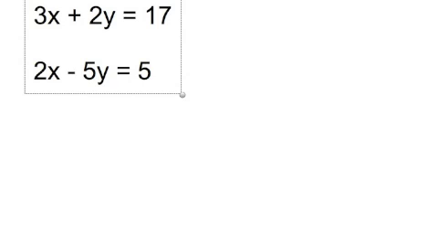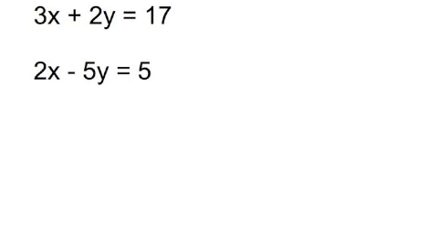I'm looking at this set of linear equations: 3x plus 2y is equal to 17, and 2x minus 5y is equal to 5. Okay? If I add, I'm going to get 5x minus 3y is equal to 22. None of my variables got eliminated. Okay? So let me erase that.